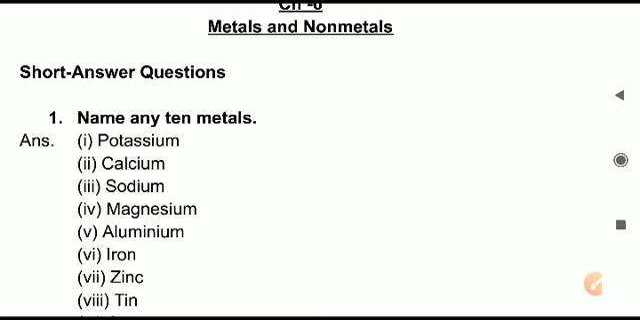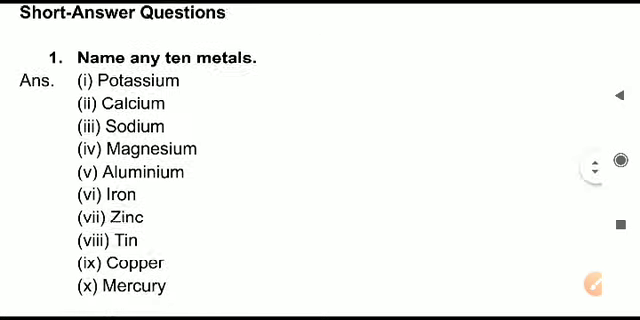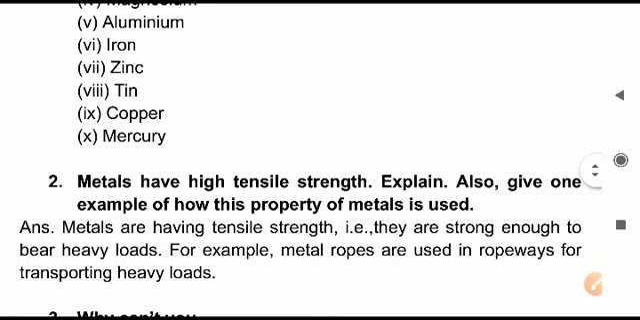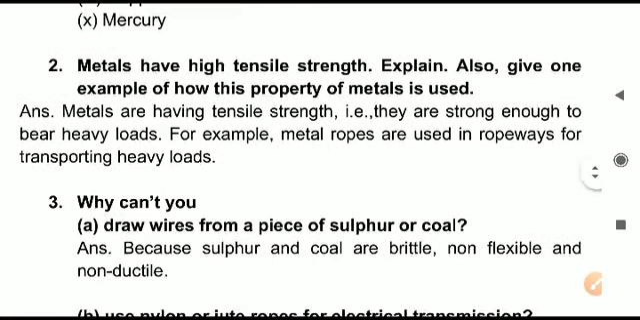Question number 1 will begin with a short answer. Question number 1, name any 10 metals. So any of the 10 metals you can write. That is only the names you have to learn in this, nothing to explain here. Question 2, metals have high tensile strength. Explain, also give one example of how this property of metal is used.